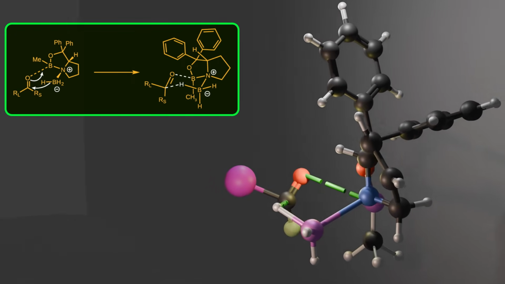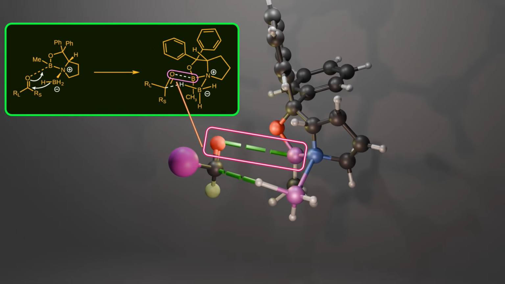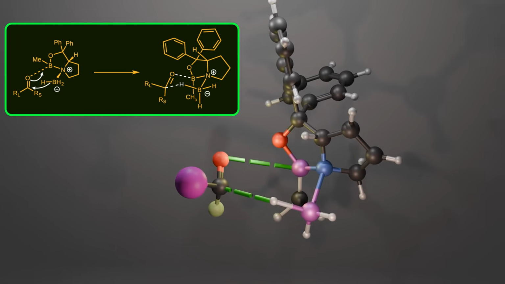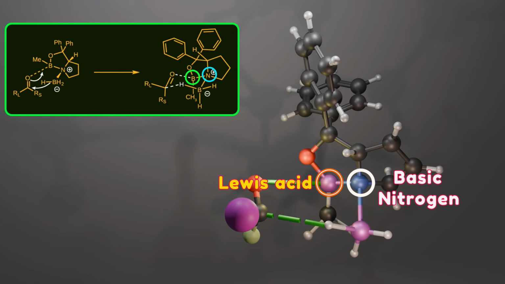On the other side of the chair, the oxygen of the carbonyl group forms a complex with the boron atom of the catalyst. In other words, the boron atom acts as a Lewis acid, making the carbonyl group more electrophilic. This is actually the beauty of catalyst design, combining a Lewis acid and a basic nitrogen, which significantly increases the effectiveness of the catalyst.